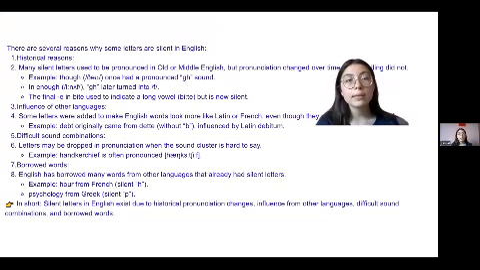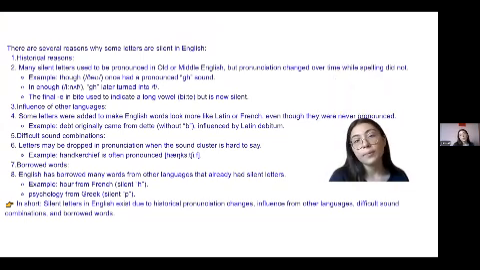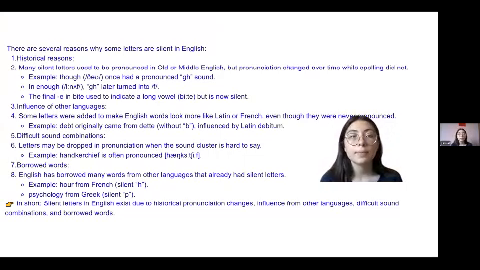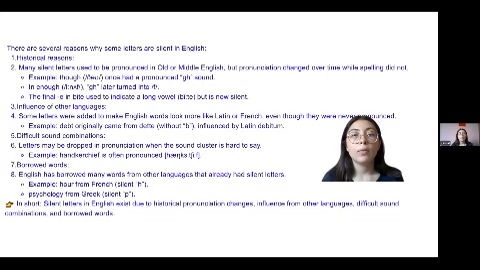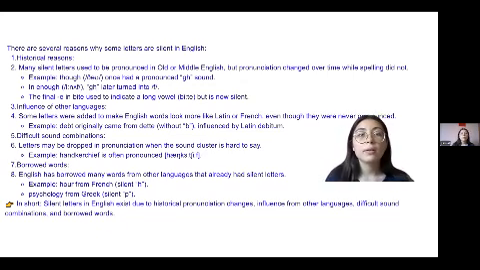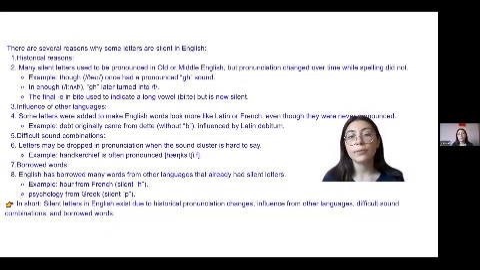And now we're going to look at several reasons why some letters are silent in English. First of all, historical reasons. Many silent letters used to be pronounced in Old or Middle English, but pronunciation changed over time while spelling did not. Example, though, and enough. We once pronounced it with a G and H sound. That G and H later turned into F, enough, as you can see.